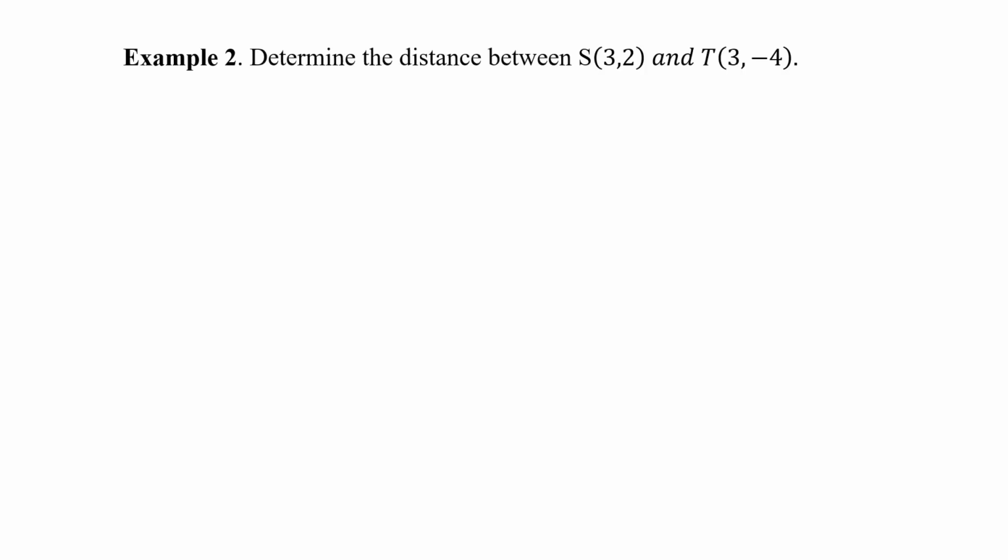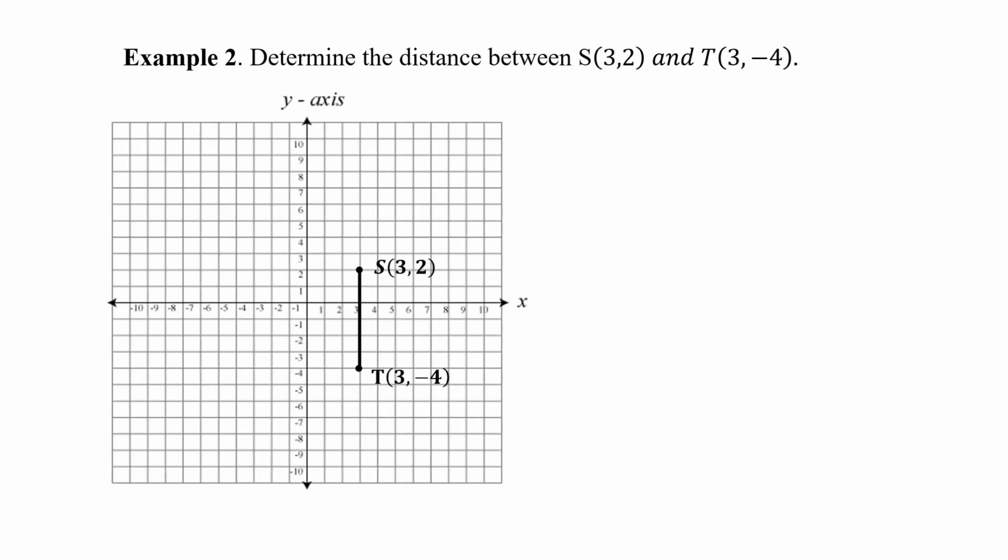Example number 2. Determine the distance between point S with the order pair of 3 and 2, and point T with the order pair of 3 and negative 4. Here is the location of the points in the Cartesian coordinate plane. As you can see, the line that is formed between point S to point T is a vertical line. You can use any of the 2 methods that I have discussed earlier. However, for this example, I will still use the 2 methods in finding the distance between 2 points.